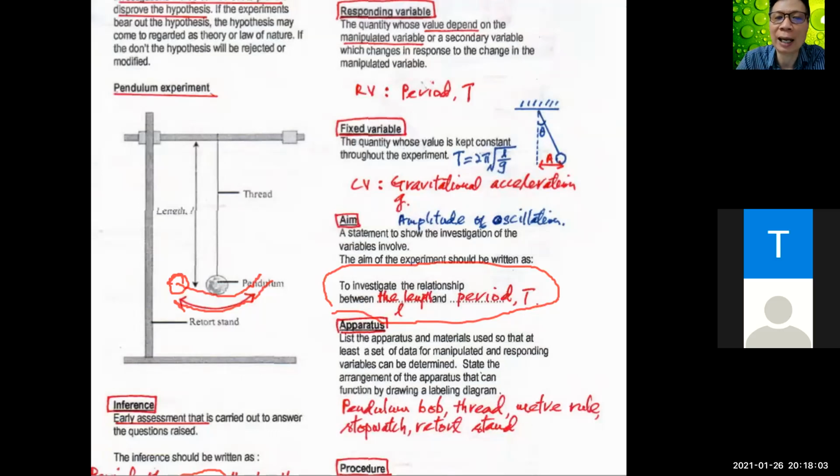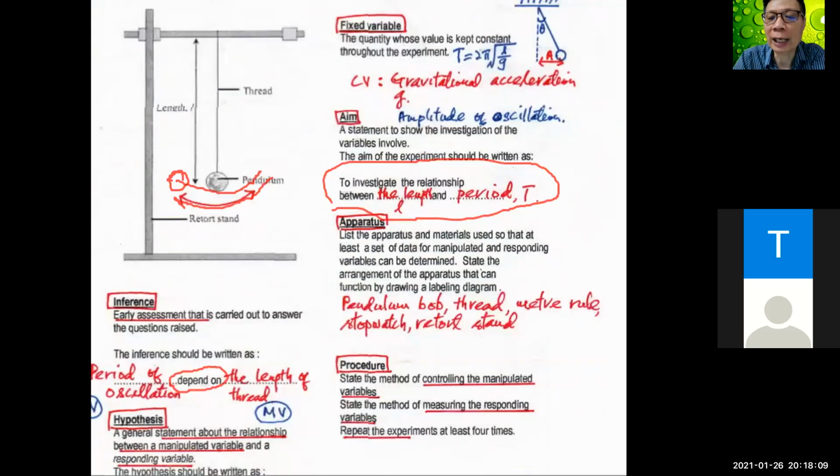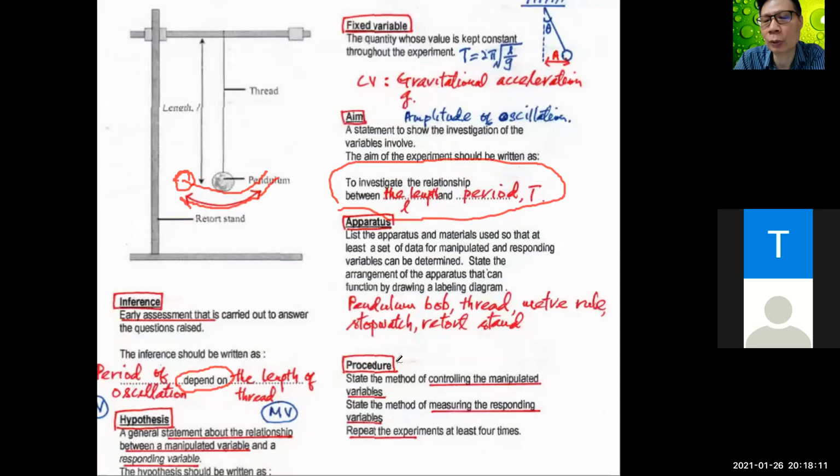Procedure 就是它的过程，你要写出来它的过程。But here, I don't ask you to write it first. You just need to know what's supposed to be in the procedure. There are three important things. First one, state the method of controlling the manipulated variable. You must describe how you control it. In this case, it's the length of the thread. You say using a ruler, measure a thread of 70 cm.